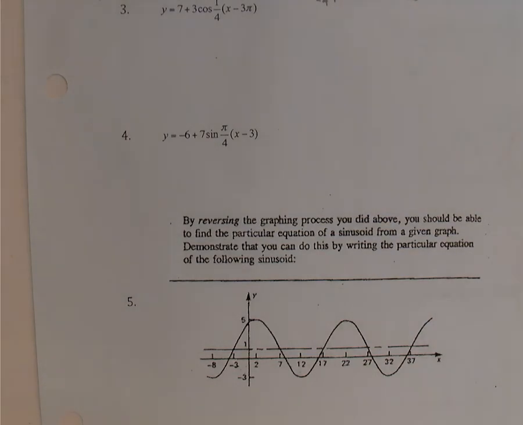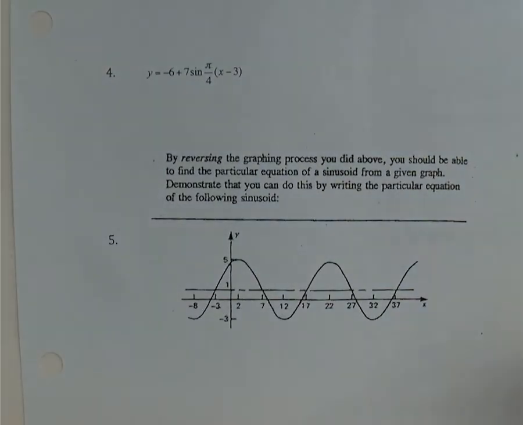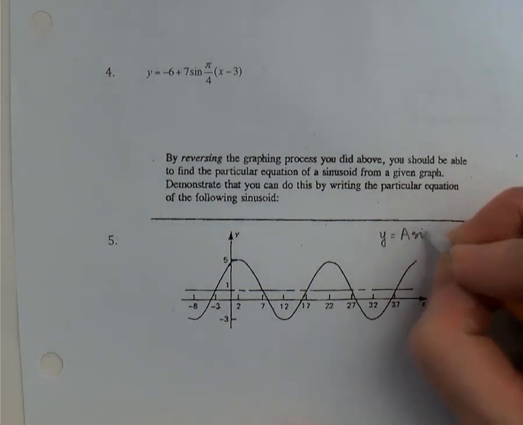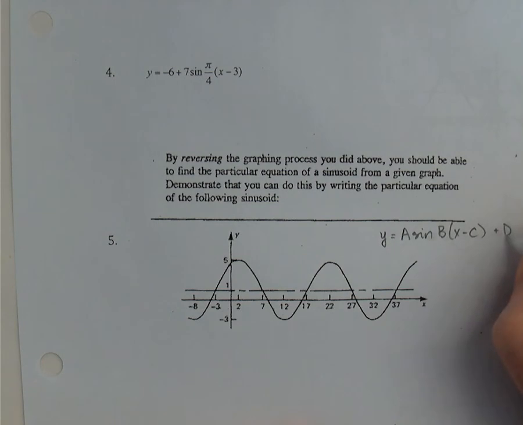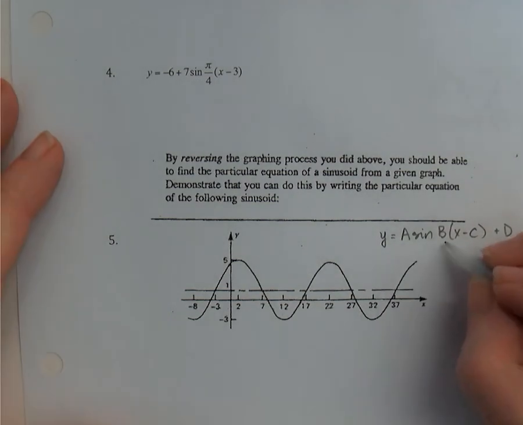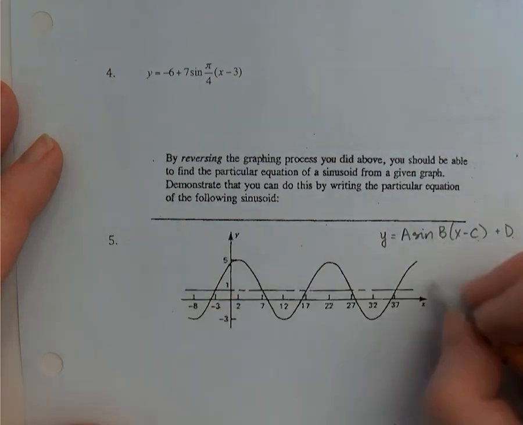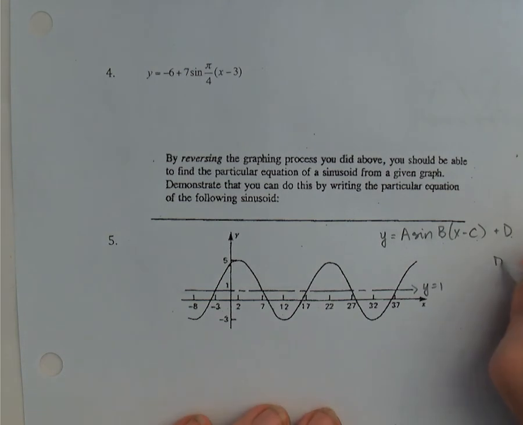Question 5 is a teeny bit tricky. And here's what we need to do. We know that we need to put something in the form a sine(bx - c) + d. So I need to take care of the amplitude, the period, the shift, and the sinusoidal axis. Well, I can see right now that the sinusoidal axis is right here at y = 1. So I know that my d value is going to be equal to 1.